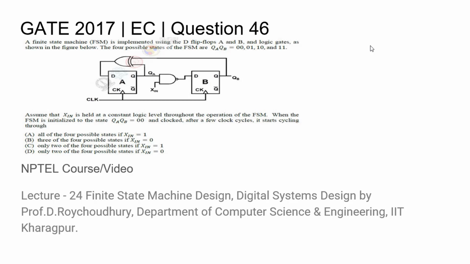Xn is held at a constant logic level throughout the operation of the FSM. QA and QB are initialized to 0, 0 and clocked. After a few clock cycles, which of the given statements are true?